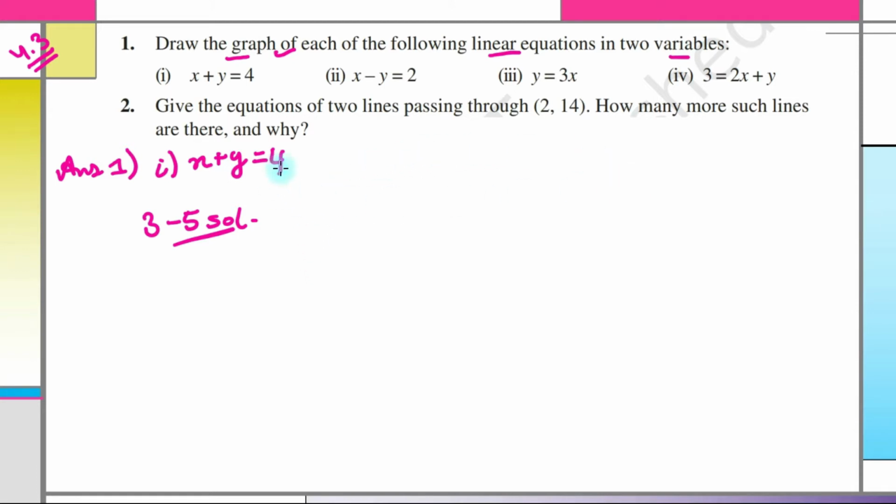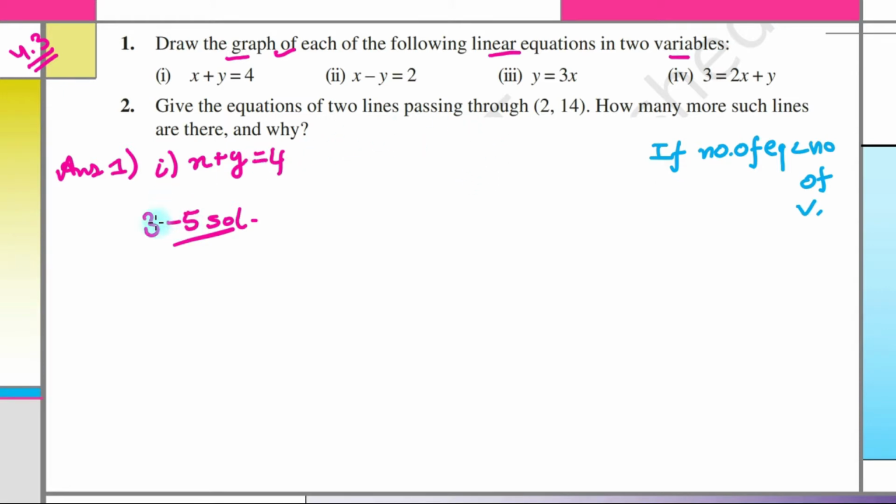As you know, my friends, as it is a linear equation in two variables, it will have infinitely many solutions because we have only one equation. So I'm going to write it down in short here: if the number of equations is less than the number of variables, we will have infinitely many solutions. We have only one equation but two variables, so it will have infinitely many solutions.